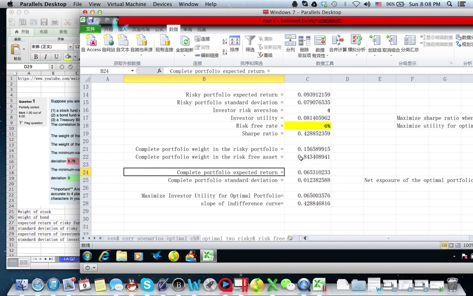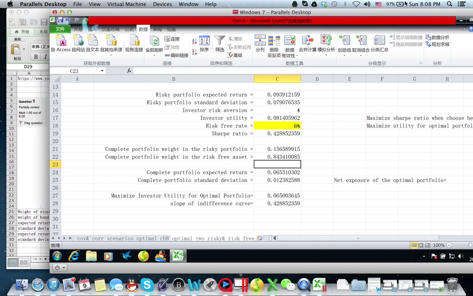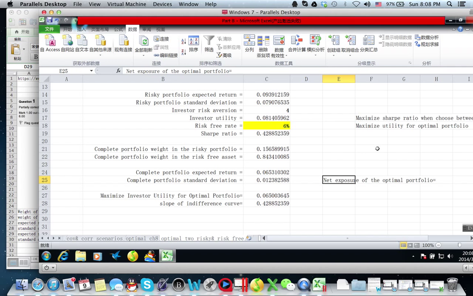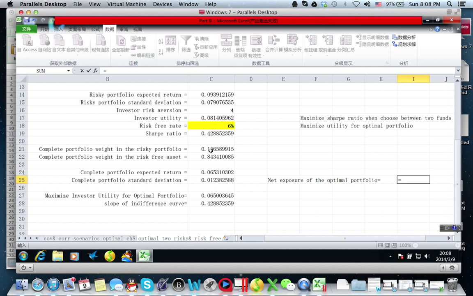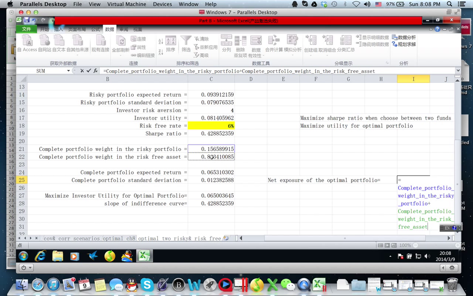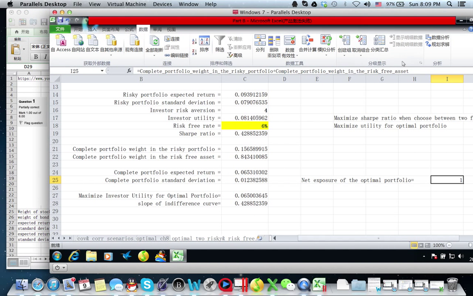So we basically just do the same thing. We change it to 1 minus the complete portfolio weight in the risky portfolio to find the weight in risk-free asset. Then the net exposure of the optimal portfolio will equal the sum of weight of risky asset and the sum of weight of risk-free asset. So that must equal to 1. And we use solver.